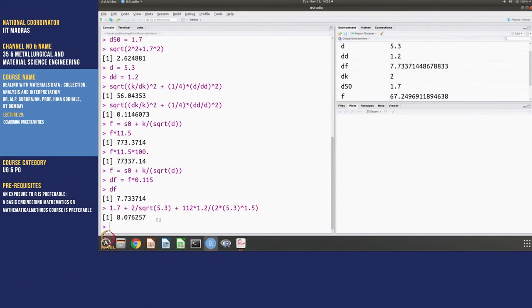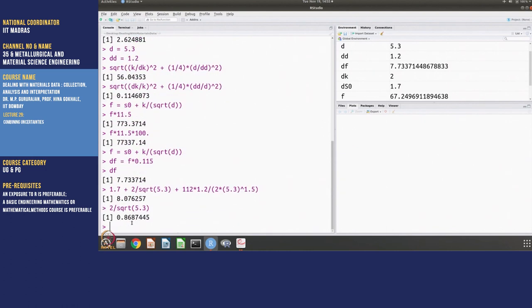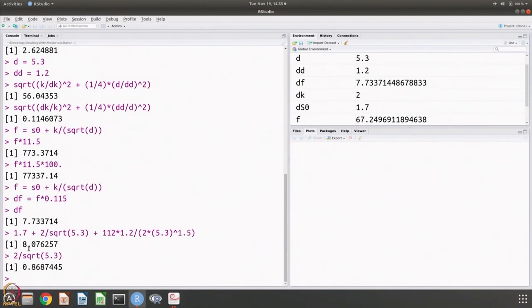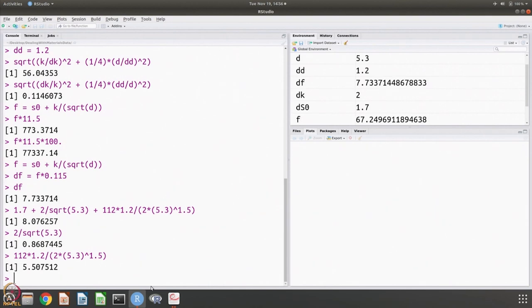For example, of this 8.1, 1.7 comes from sigma naught, and 2 by square root of 5.3, that is about 0.8, comes from this uncertainty, which is in K, and the remaining. So, if you have about 1.7 plus 0.8, so about 2.5, so the remaining 5.5 comes from the other quantity, right. So, we can calculate this quantity and this is what the 5.5 comes to. So, you can also know that the uncertainties in D are giving you the contribution. So, it is 5.5 divided by some 8.1.